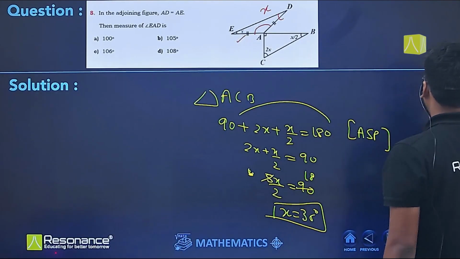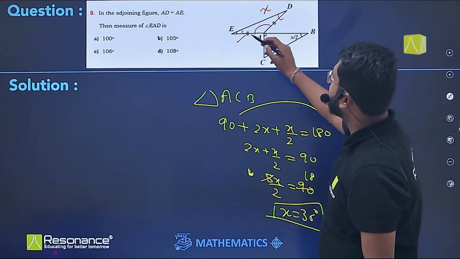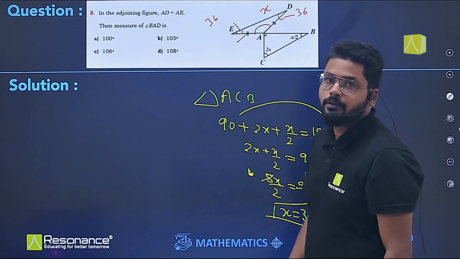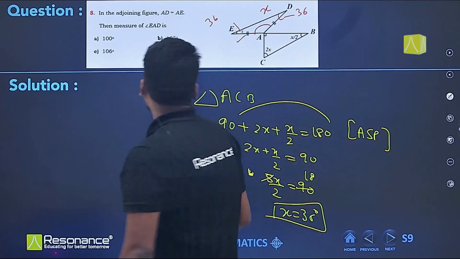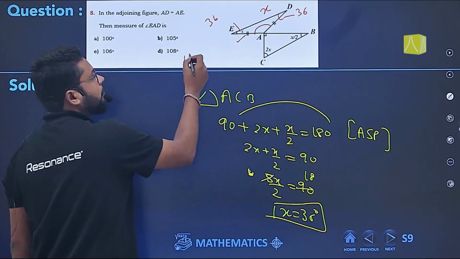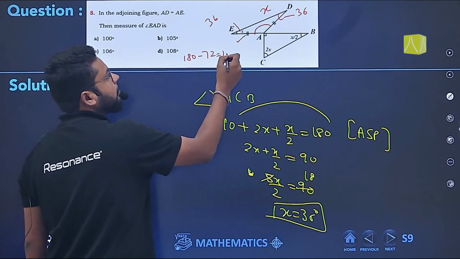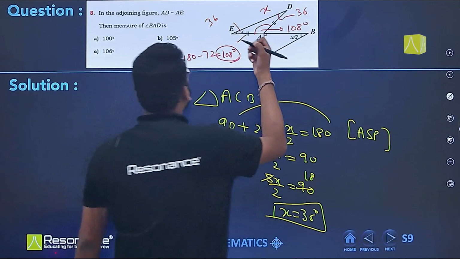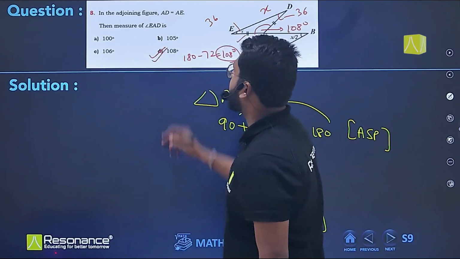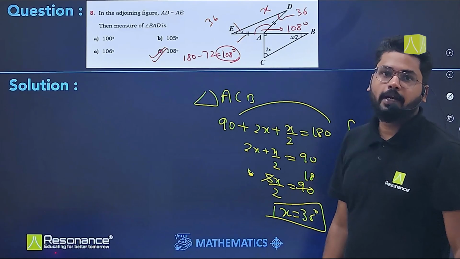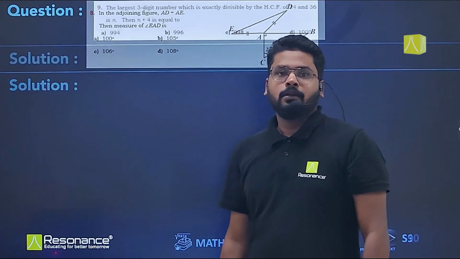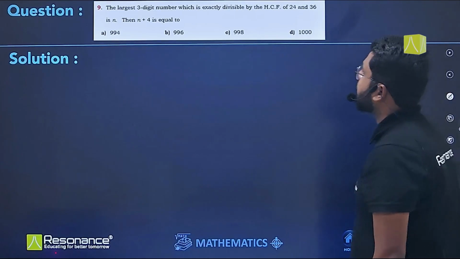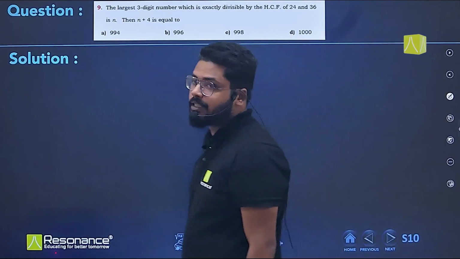This means in triangle EAD, this is 36 and this is also 36. These two angles are 36. So by using angle sum property, 36 twice is 72. So 180 minus 72 will be 108 degree. This means this angle EAD is 108 degree. So the correct option is option number D, 108 degree.